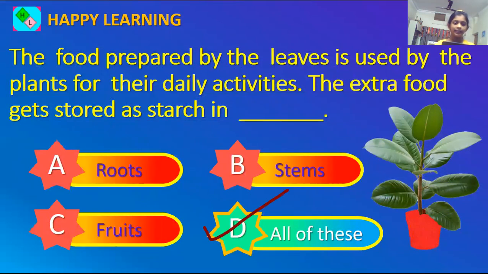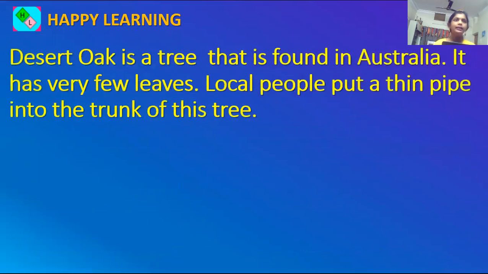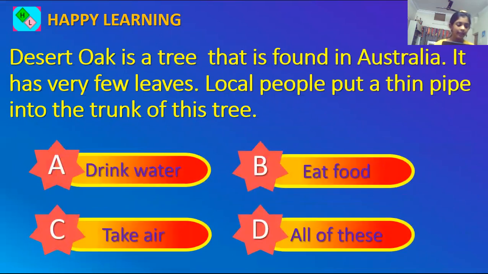So our answer would be all of these. Yes, it is correct. Now let us move on to the next question: the desert oak is a tree that is found in Australia. It has very few leaves. Local people put a thin pipe into the trunk of this tree. The options are A, drink water; B, eat food; C, take air; and D, all of these.